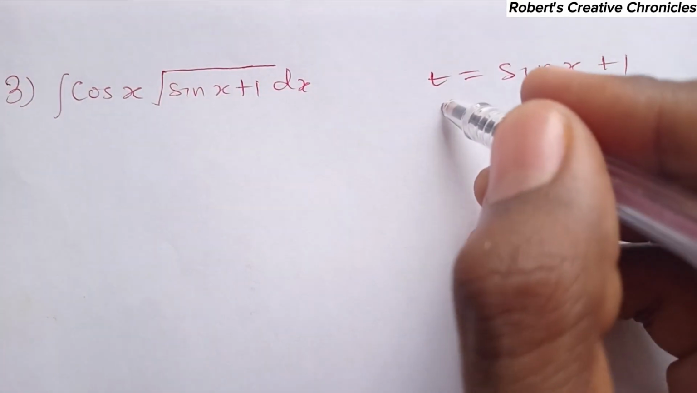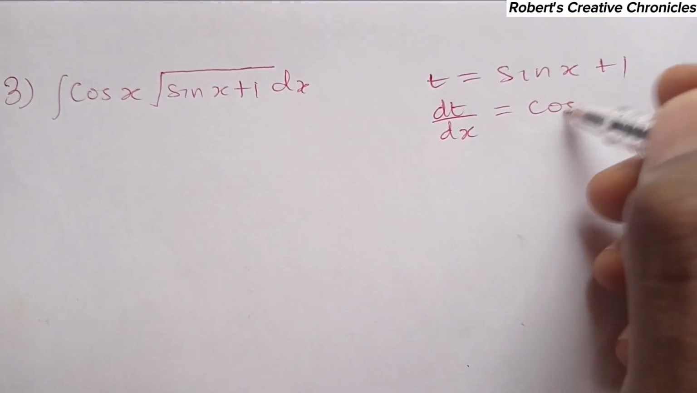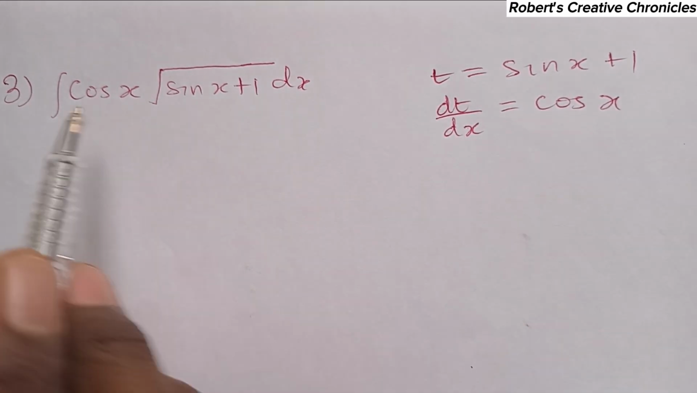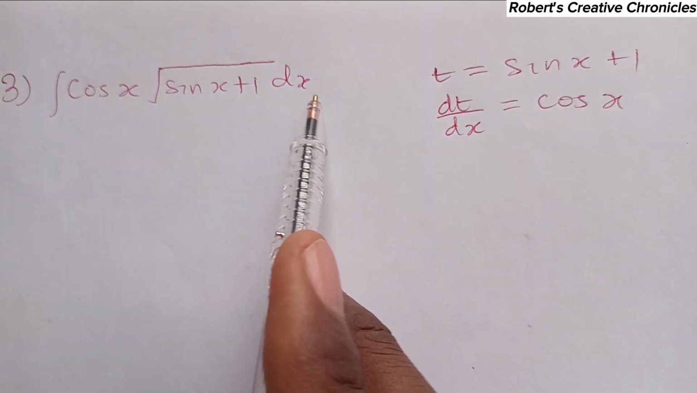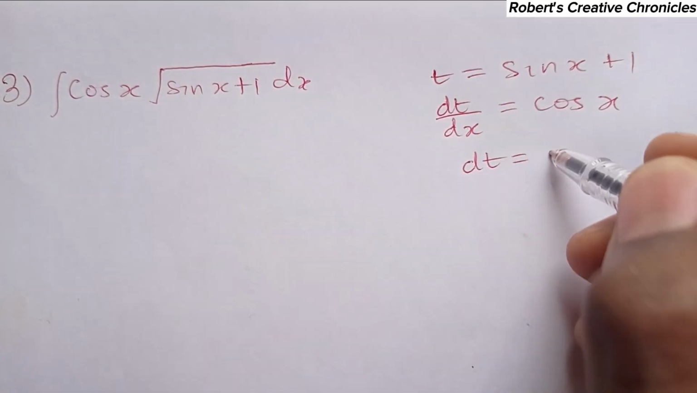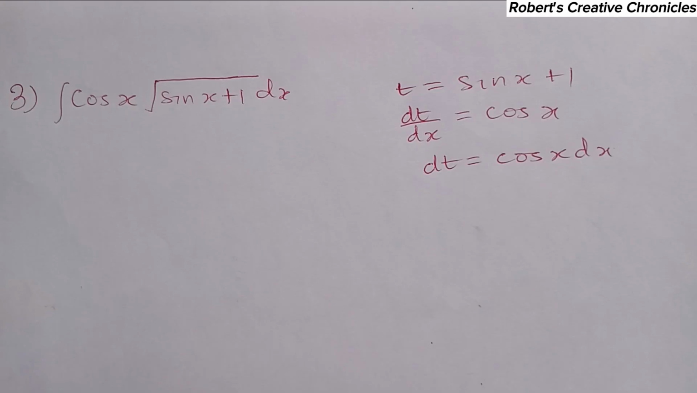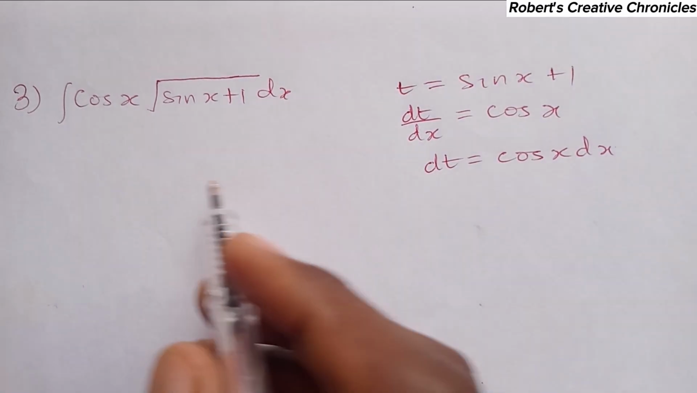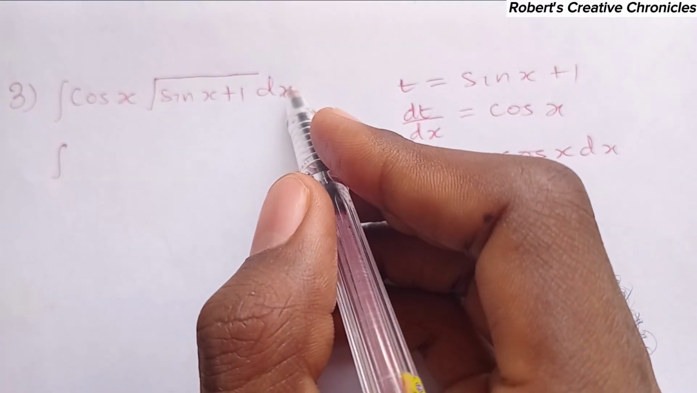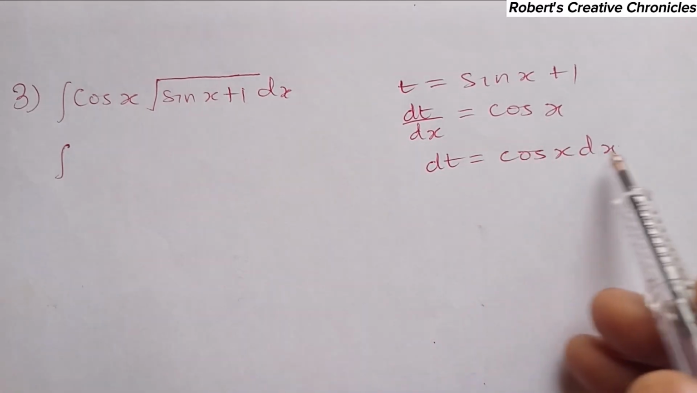So now we'll say t is equal to sine x plus 1. Then we'll find the derivative. So dt over dx is equal to cos x. Instead of making dx the subject of the formula, we'll make cos x dx the subject of the formula to make things easy for ourselves. So dt will be equal to cos x dx. So now we can substitute the values of t in this integral. cos x dx is outside, so we have already found the value for cos x dx, which is dt.